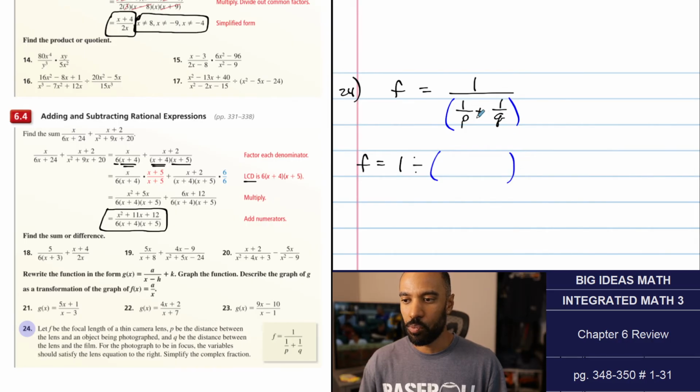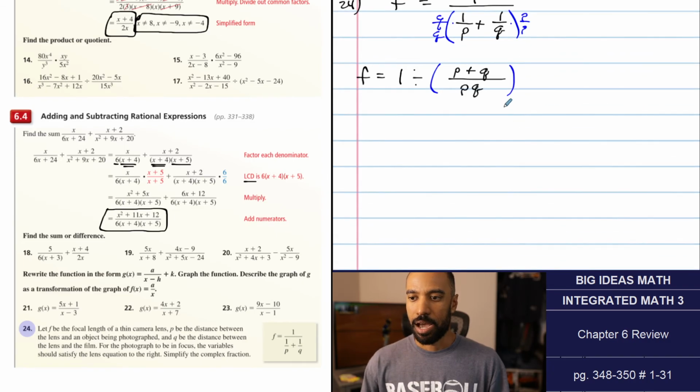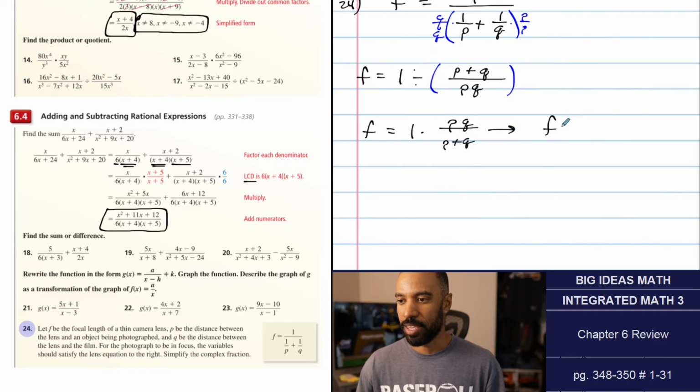And this guy here, we can get a common denominator by multiplying p over p here and q over q here. So we get p times q on bottom. And on top, we have q plus p, or I can write p plus q, like that. Now, this 1 isn't doing very much other than existing, but because we're going to change this to multiplication, we multiply by the reciprocal, p times q over p plus q, like so. So therefore, f is p times q over p plus q.